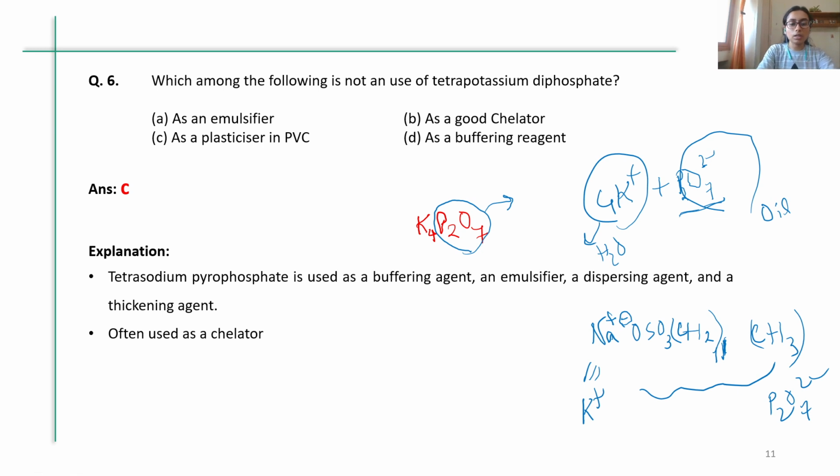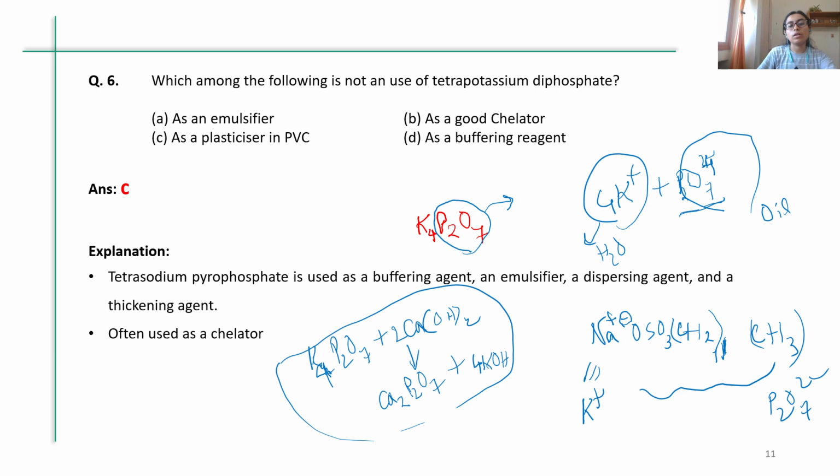So like P2O7 K4 P2O7 plus calcium, like it is present in any form, calcium OH2 or something, then Ca2P2O7. Okay, this is 4 minus actually. Okay, this is 4 minus, Ca2P2O7 plus some KOH. This is also another reaction.